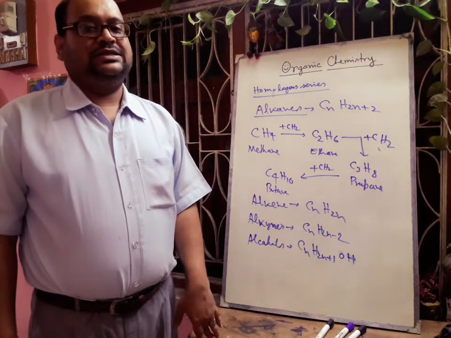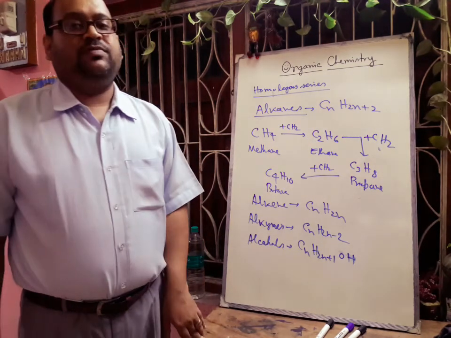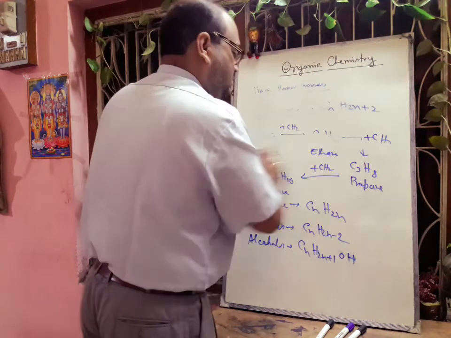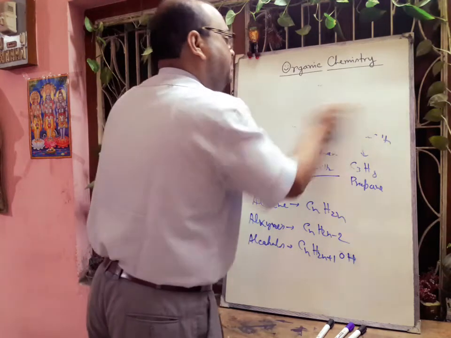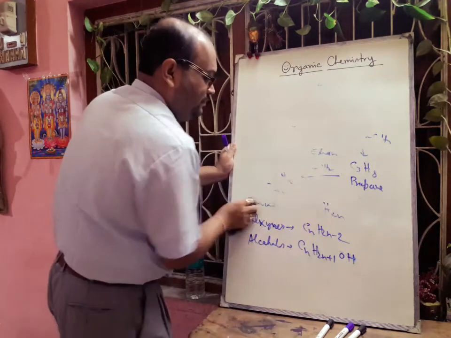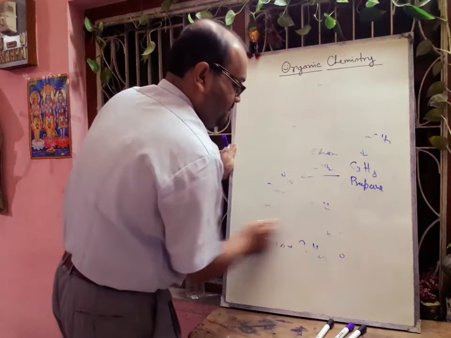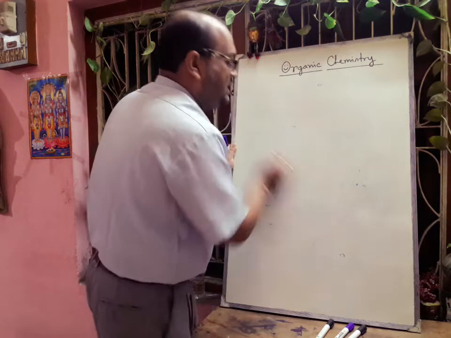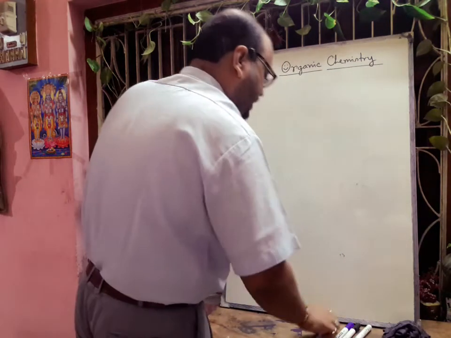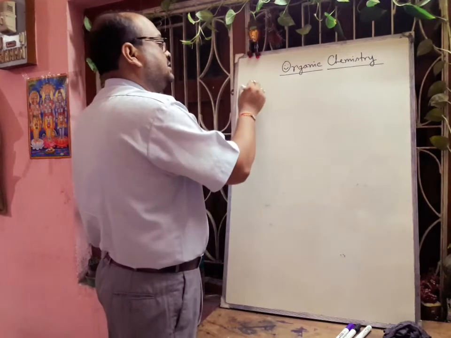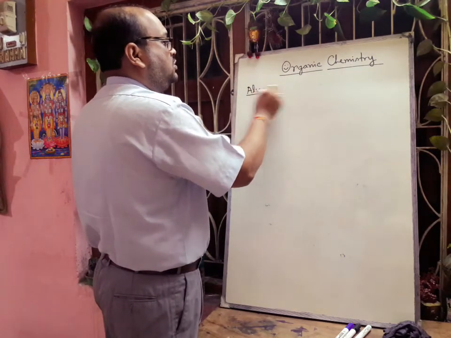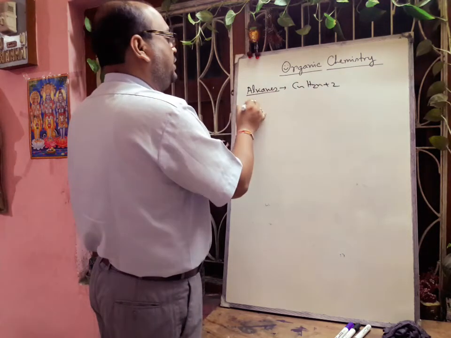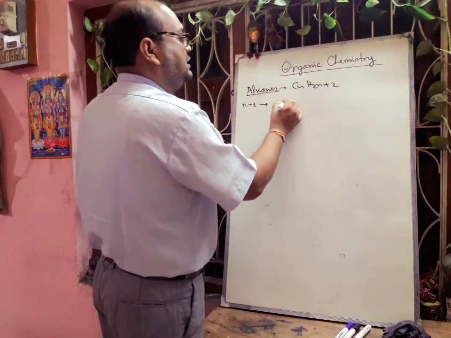Next we will discuss the different types of compounds from this series. Suppose we take the alkane series, the general formula is CnH2n plus 2. When we are putting n is equal to 1, then we get CH4.